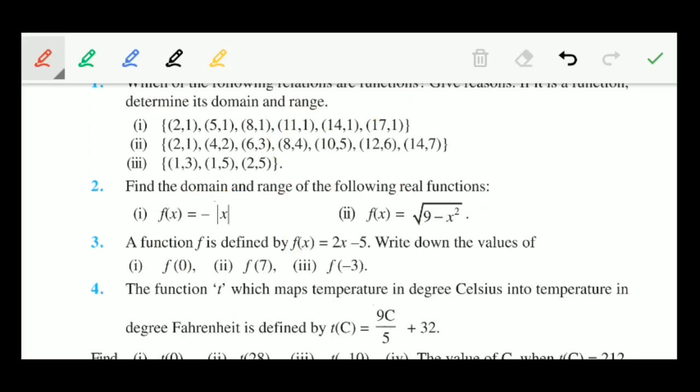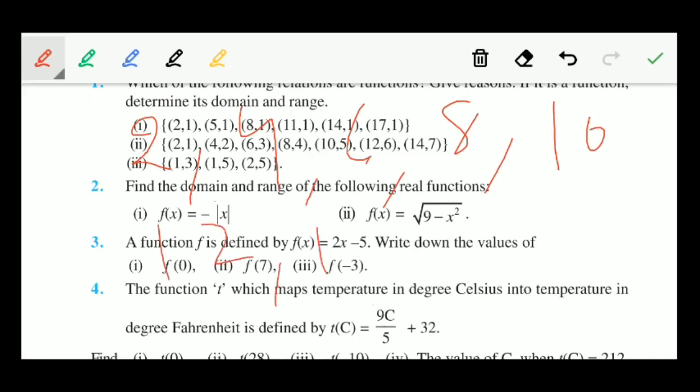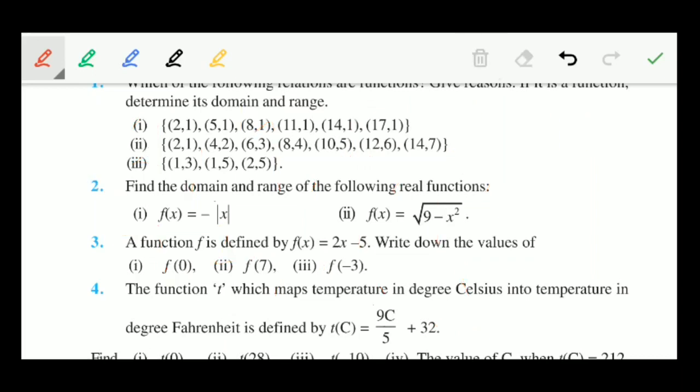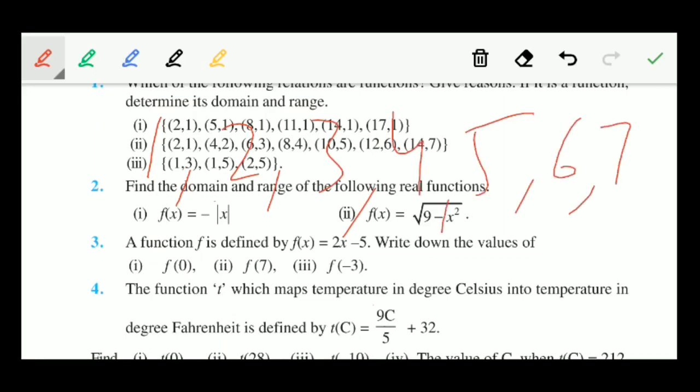Now see the domain and the range of the second part. The domain of the second part is 2, 4, 6, 8, 10, 12 and 14. So these elements are the domain of this given function. And the range of this function, you can see, is 1, 2, 3, 4, 5, 6 and 7. So this is the range of this function.